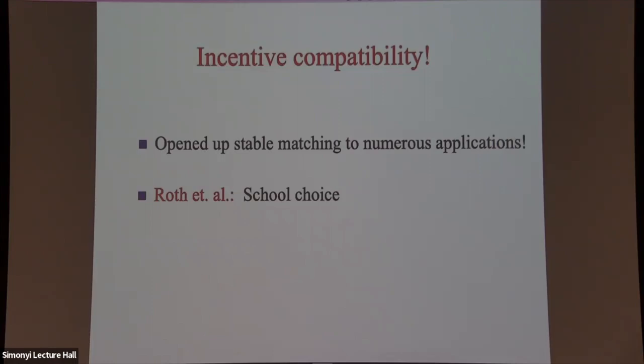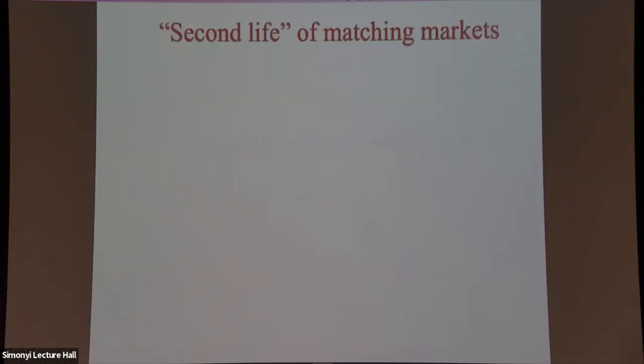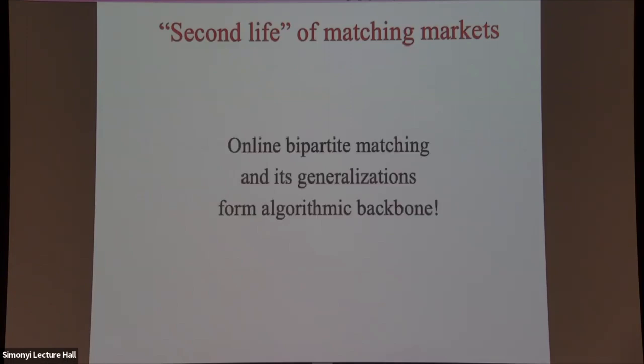But so this is the first life of matching markets, if I may say so. And then came the second life after the internet and mobile computing, and even bigger applications have come up. And the reason for that will become clear in a moment. Online bipartite matching and its generalizations form the algorithmic backbone in the second life, just like stable matchings form the algorithmic backbone in the first life.